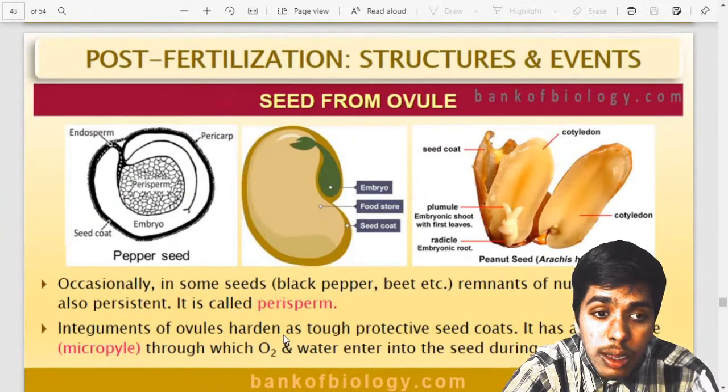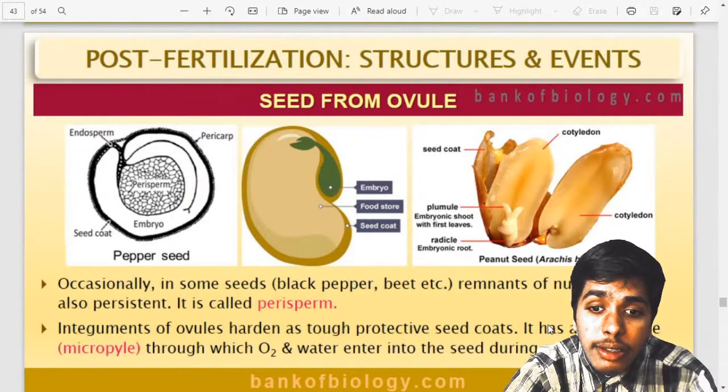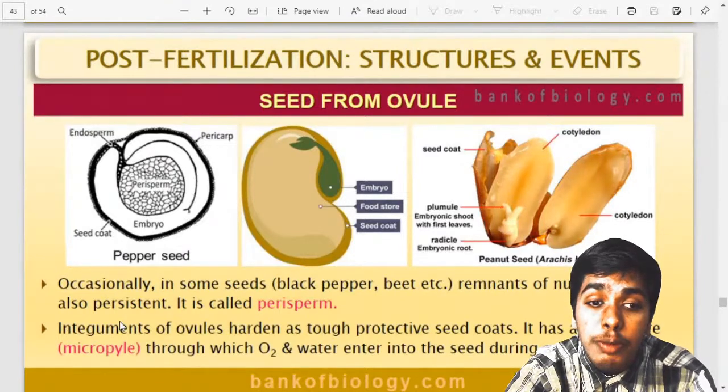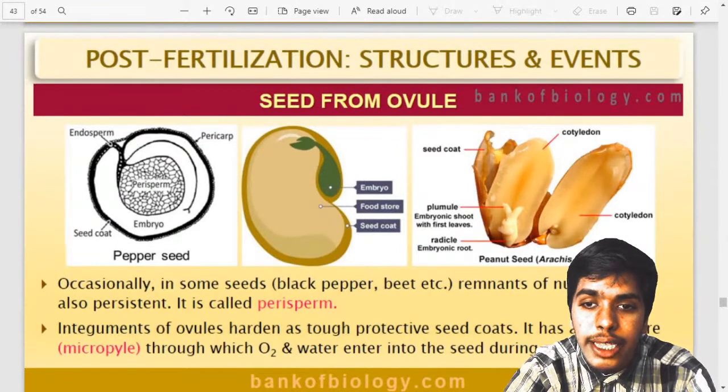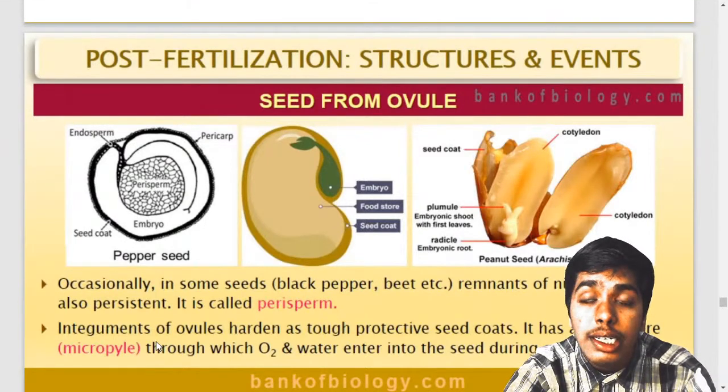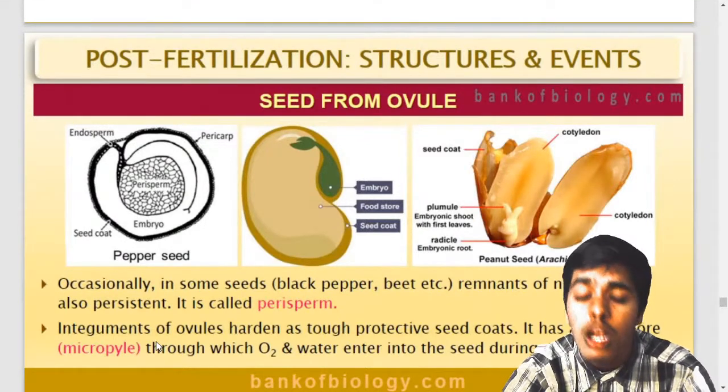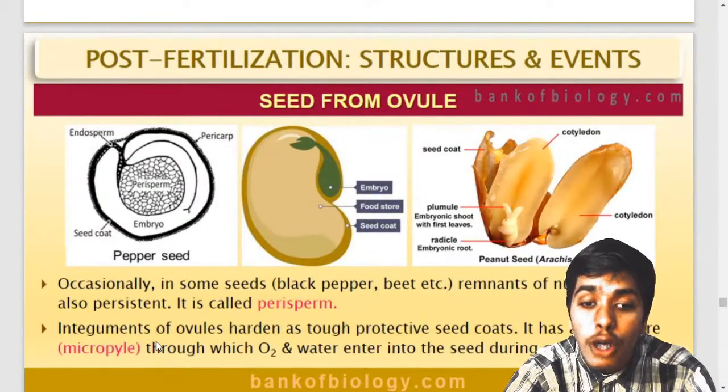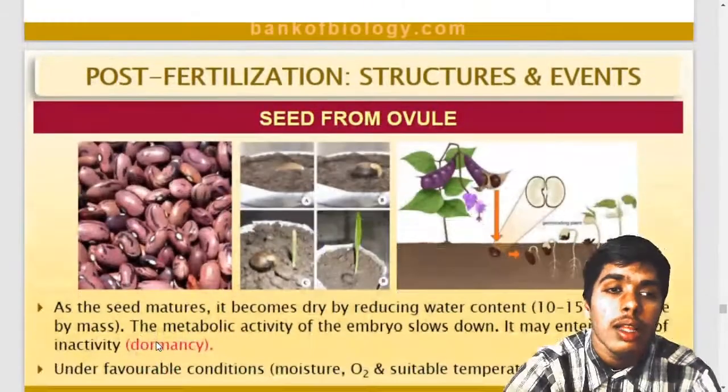Integuments of ovules harden as tough protective seed coats. What forms the tough protective seed coats? Integuments. There is a small pore, the micropyle, through which oxygen and water enter into the seed during germination. During germination, what enters into the seed? Oxygen and water, which enter through the micropyle.